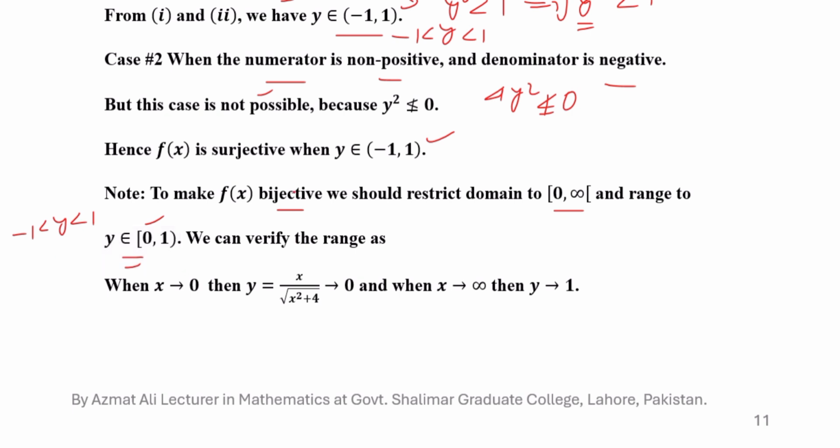In case of bijection, when you restrict your domain 0 less than or equal to x less than positive infinity, then in this case your range should also be restricted, that is 0 less than or equal to y less than 1. You can verify this range: when x approaches 0, then y, that is y equal to x square over square root of x square plus 1, approaches 0. And when your domain x approaches infinity, then your y approaches 1 here. So for the bijection, values of x, that is the domain, lie between 0 to infinity and your range lies in this.